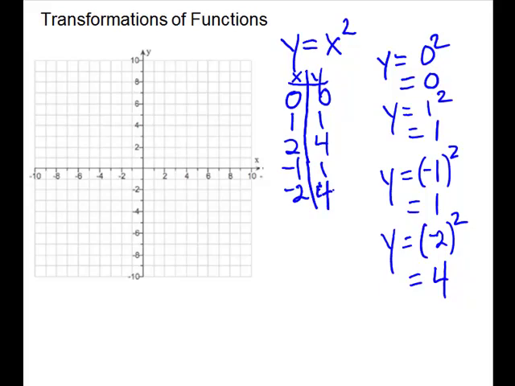So 0, 0, 1, 1, 2, 4. See, it's not looking like the V. Negative 1, 1, and negative 2, 4. It is a symmetric graph, so what it looks like on the right-hand side, it's going to look like on the left-hand side. This one is a curved graph.